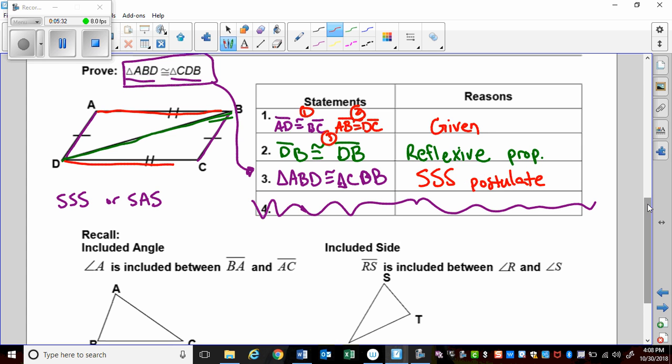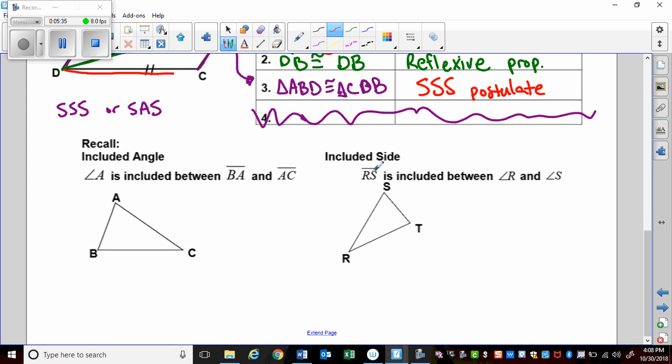Side, side, side. Okay, let's look at this one. The included angle A is the included angle between BA, this side, and AC, this side. It's the one that connects them or is in between them. The included side is the side that is in between them. So RS is in between angle R and angle S.